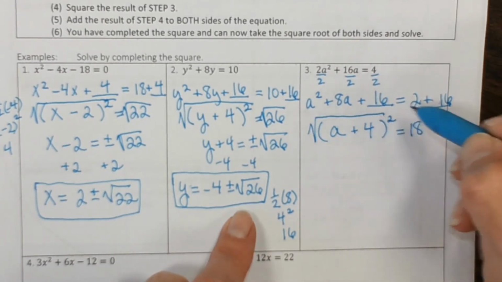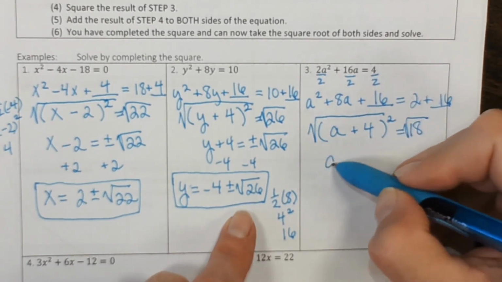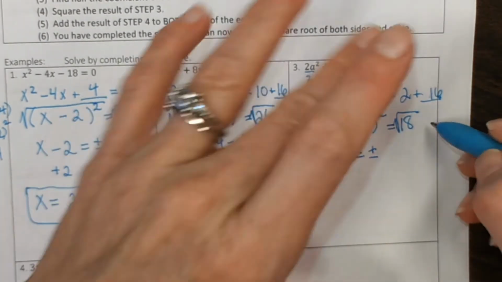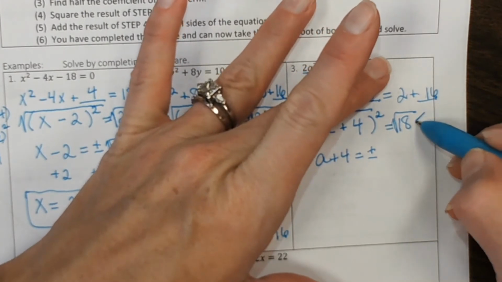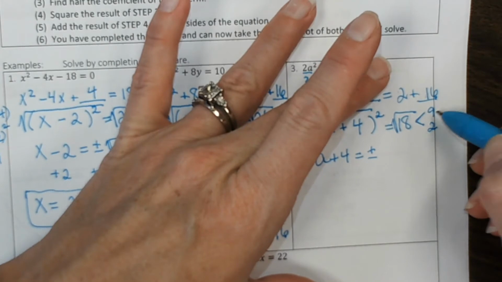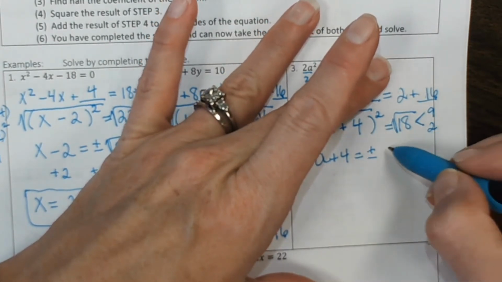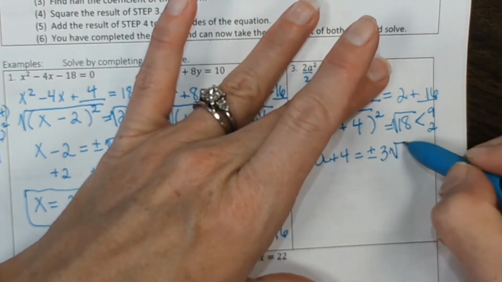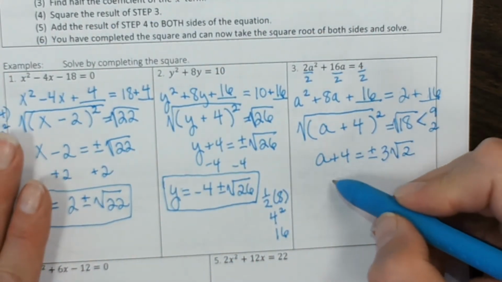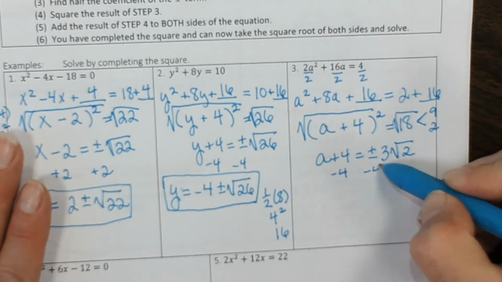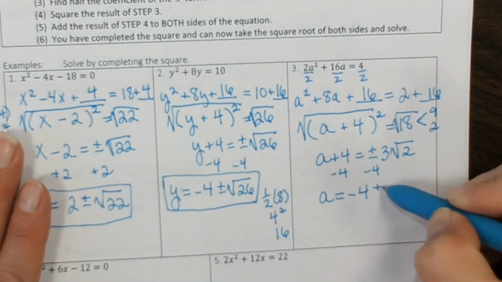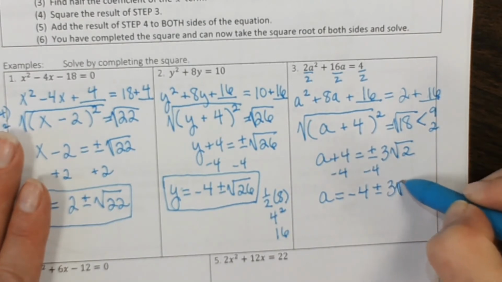Okay, square root. I get a plus 4 is equal to plus or minus. And then I want to think, okay, 18. Well, 18 does have a perfect square factor. It's 9 and 2. So the square root of 9 would be 3. And then we would just leave the 2 underneath. Last step, move our 4 over by subtracting. So a would be equal to -4 plus or minus 3 root 2.